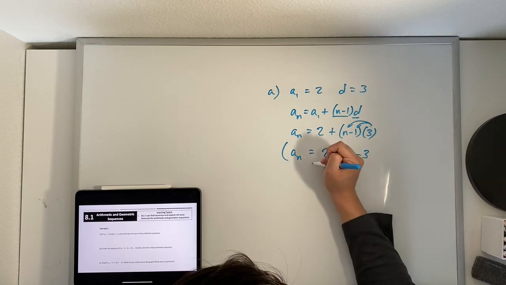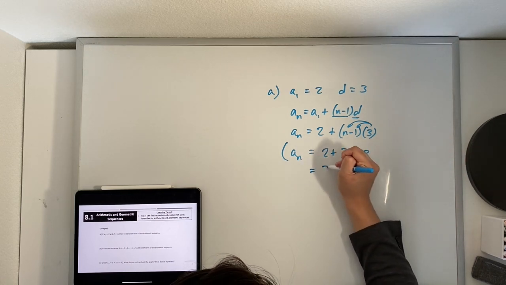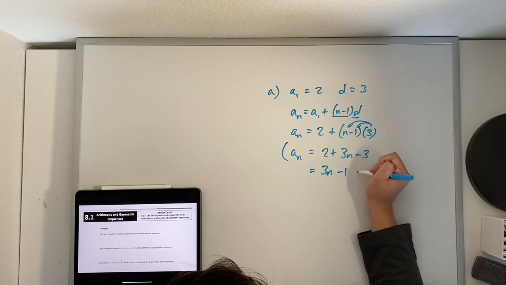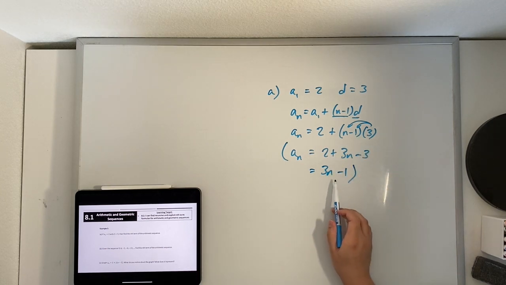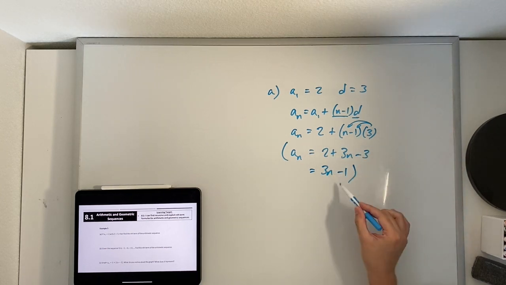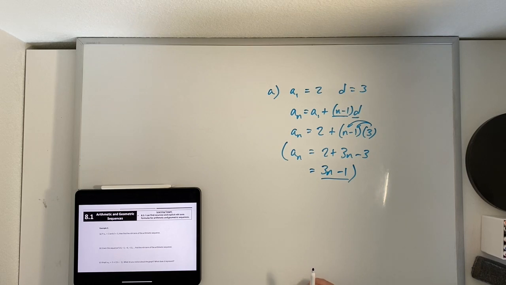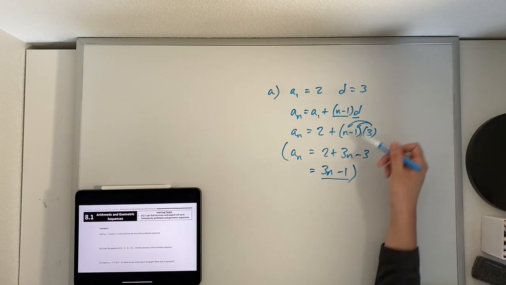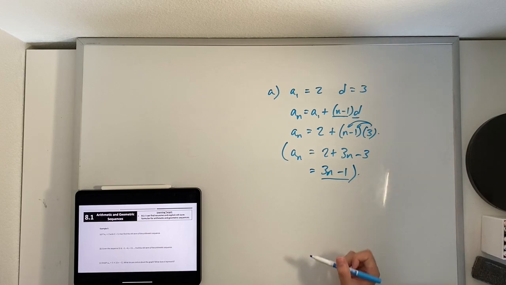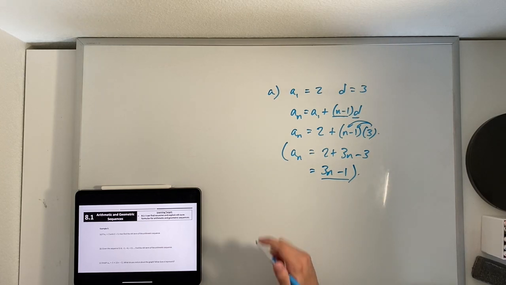And we could simplify that even a little further. 3n, 2 minus 3 is negative 1. So whether you write it like this, or you go ahead and simplify it completely, totally up to you. But both are perfectly acceptable, and both give us the nth term. So this is an explicit formula. All we have to do is plug in the term number that we want, and this formula, either in this form or this form, will give us the term value.